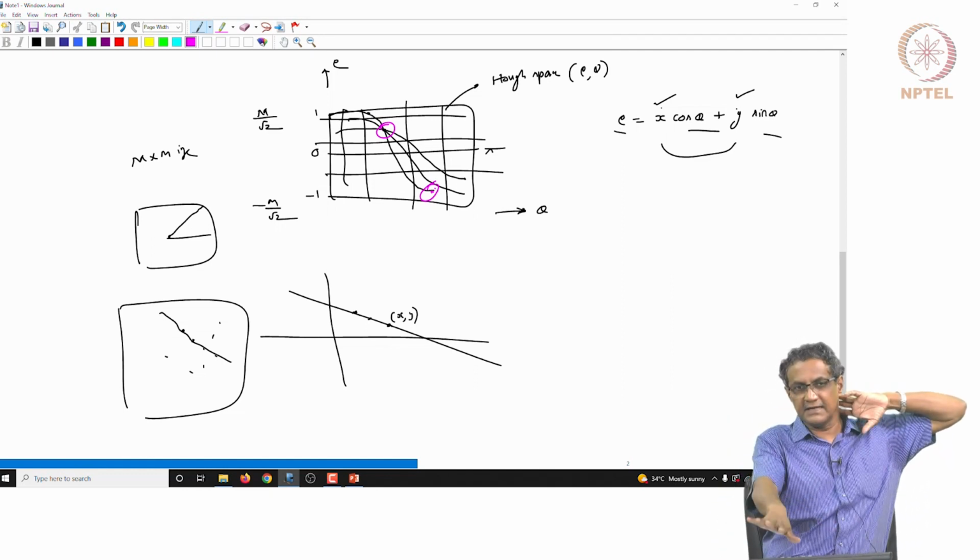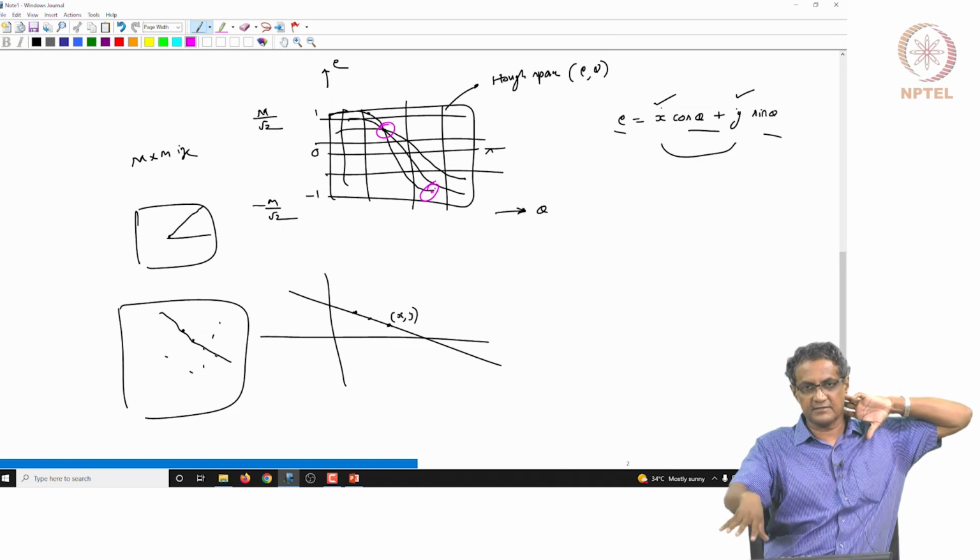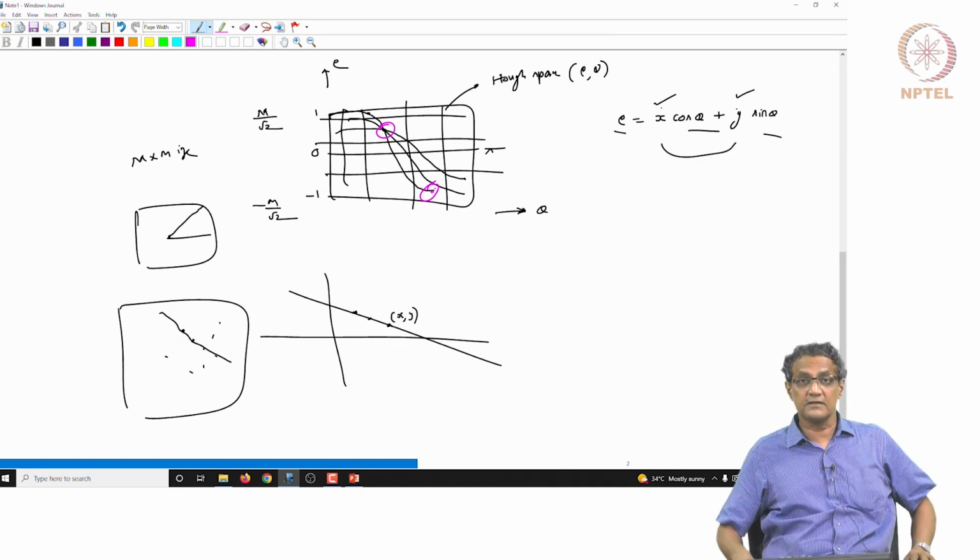Anything else? Will it be as clean as this Hough space? What else can happen?